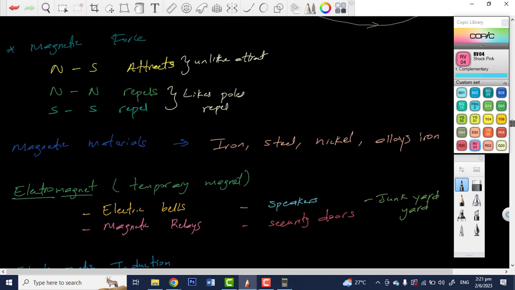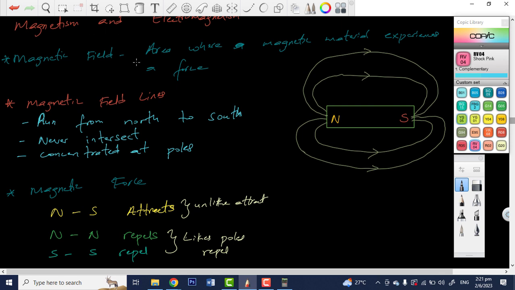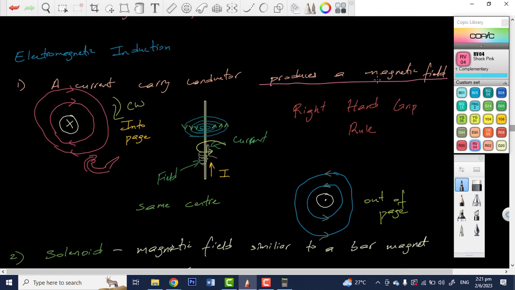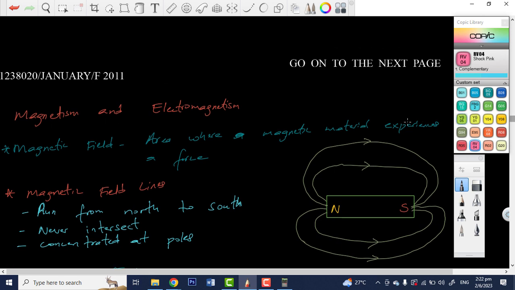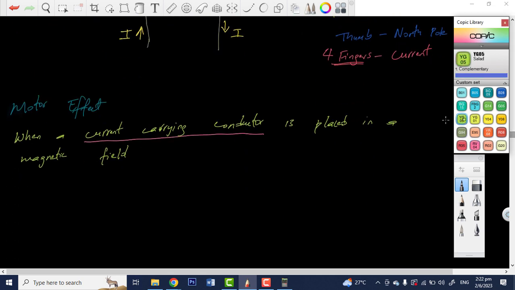Now earlier I mentioned something about a magnetic field: it's an area where a magnetic material experiences a force. So if we have a current carrying conductor which has a magnetic field associated with it, and we place it in an already present magnetic field, no, it will not amplify it. What will happen is, we said that a magnetic field is an area where a magnetic material experiences a force. So by placing that current carrying conductor in that already present magnetic field, it will experience a force. Okay?